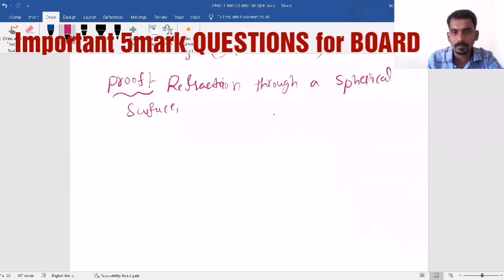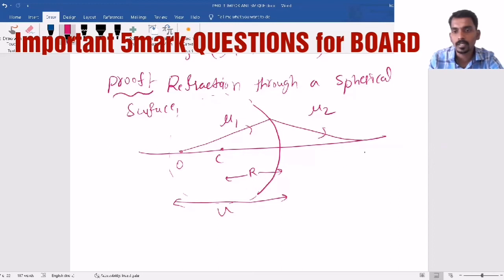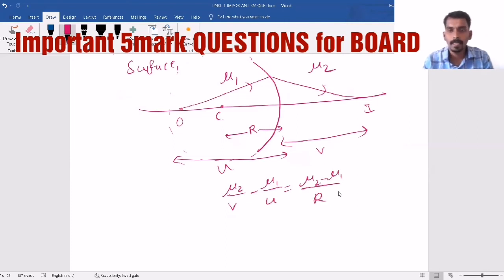Now when you consider a spherical surface which is separating two media mu 1 and mu 2, of radius of curvature r, just imagine, there is one center and one radius of curvature, and when there is an object at a distance u, it will undergo refraction and the image will form at a distance v. The refraction through a spherical surface formula is given by mu 2 by v minus mu 1 by u equals mu 2 minus mu 1 by r.